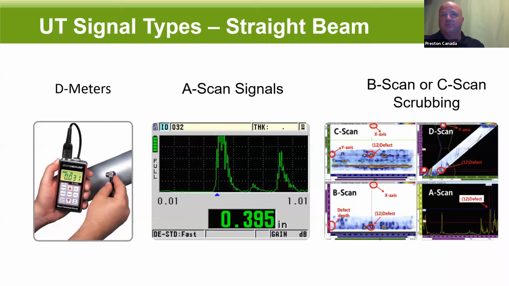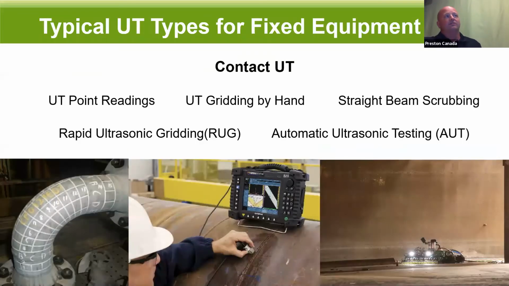Other systems that present it differently would be a B or a C-scan unit. And this is taking A-scan signals on a continuous basis typically, like you're scrubbing or painting an area. And it presents it in a way that's easier to understand from a visual representation. But they still are A-scan signals put together for a map.